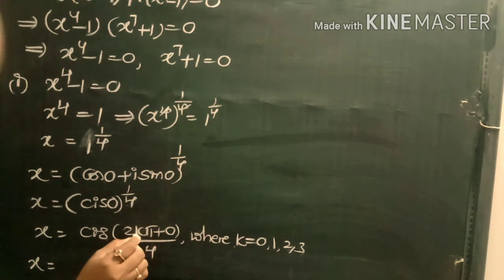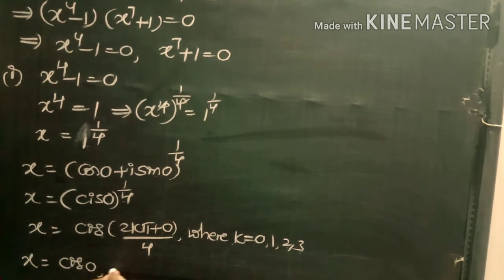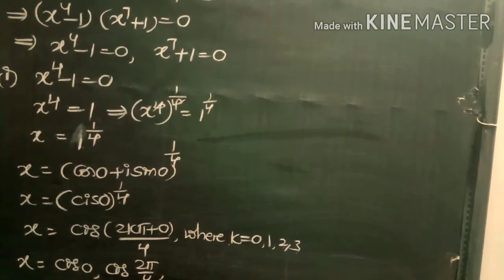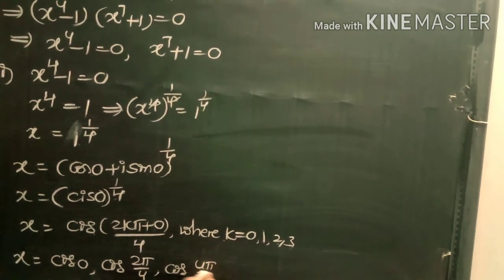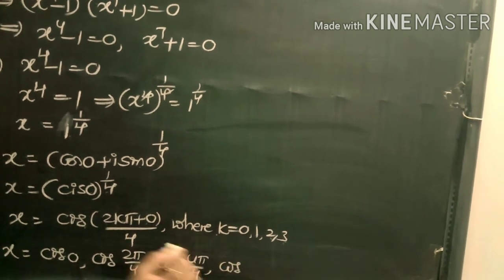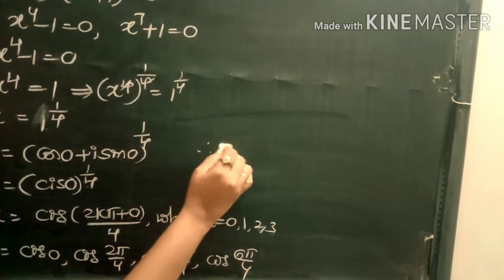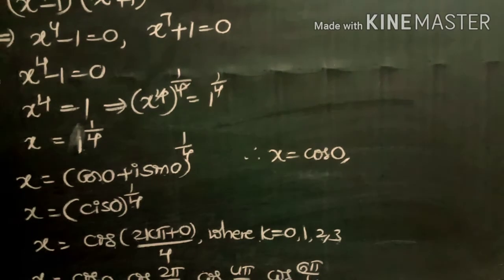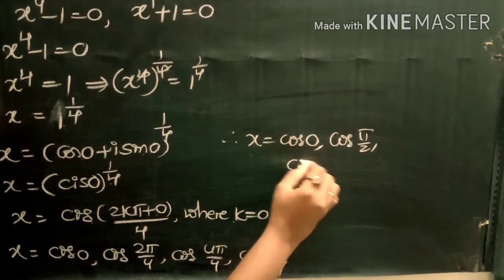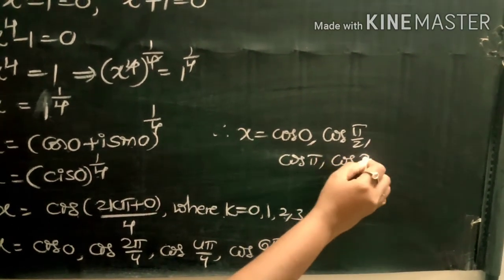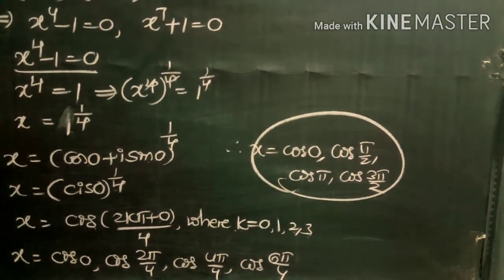Now we are taking the values one by one. First we take k equal to 0, then we get cis 0. The second value, taking k equal to 1, is cis 2π by 4. Next taking k equal to 2, cis 4π by 4. And taking k equal to 3, 2 times 3 is 6, cis 6π by 4. Therefore the roots are x = cis 0, cis π by 2, cis π, and cis 3π by 2. These are the roots of the equation x^4 - 1 = 0.